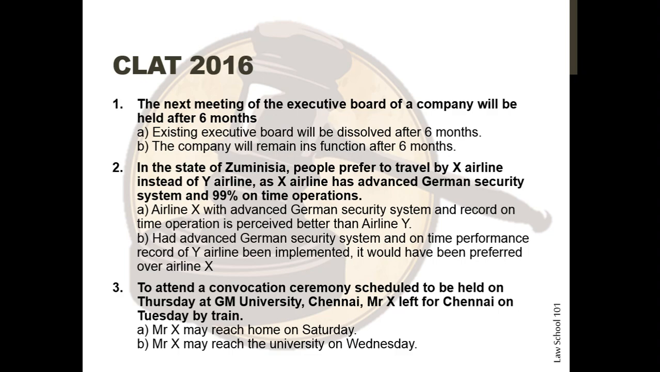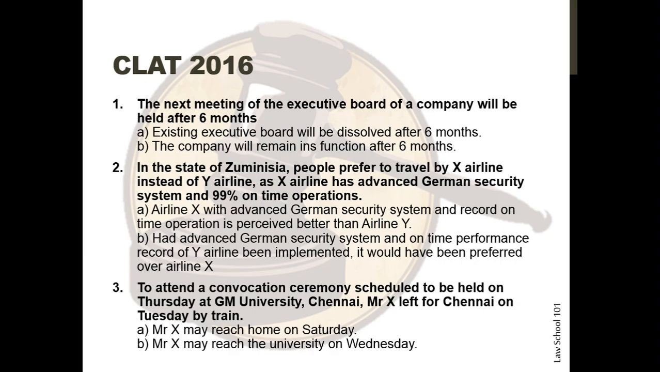Let's now read the third question. To attend a convocation ceremony scheduled to be held on Thursday at GM University, Chennai, Mr. X left for Chennai on Tuesday by train. Let's read the options now, and this is a fairly simple question. Option A, Mr. X will reach home on Saturday. This is a totally irrelevant option because the statement nowhere mentions when he would reach home. So this is not a valid assumption.